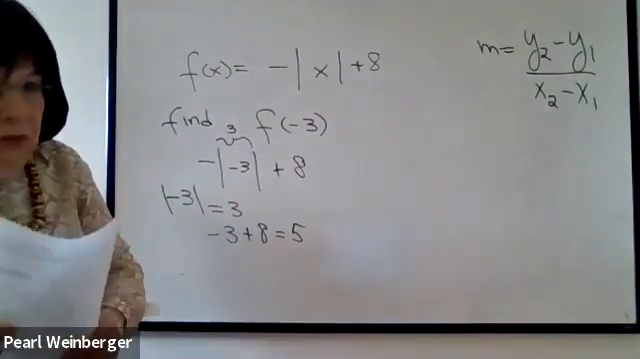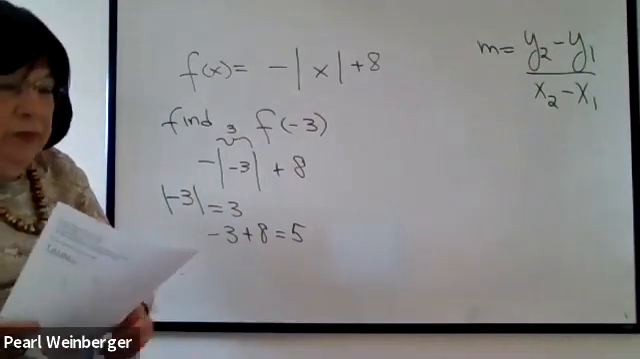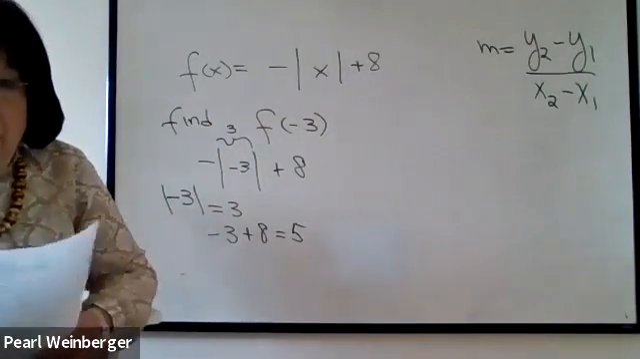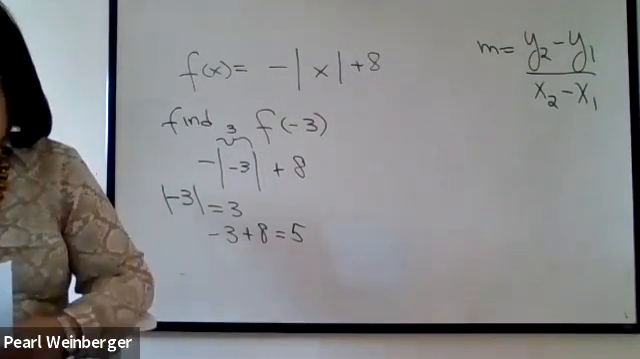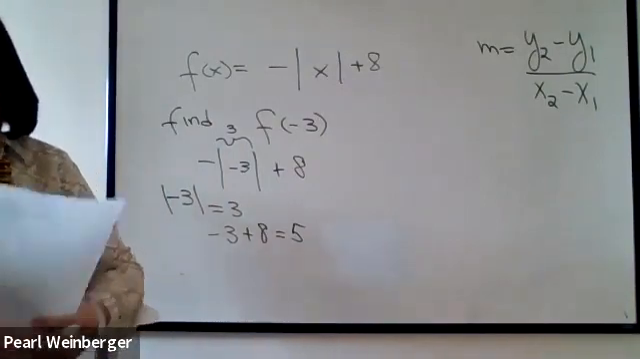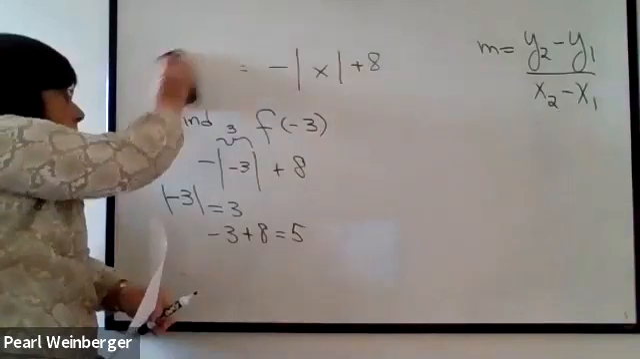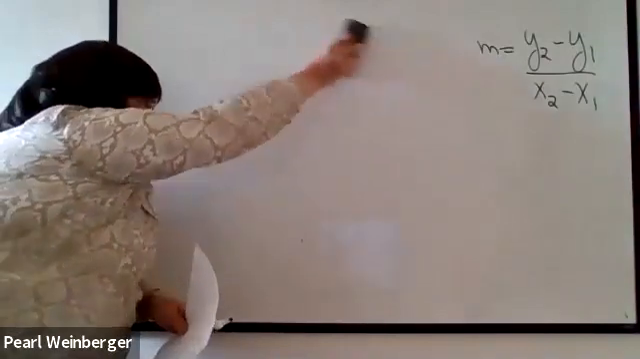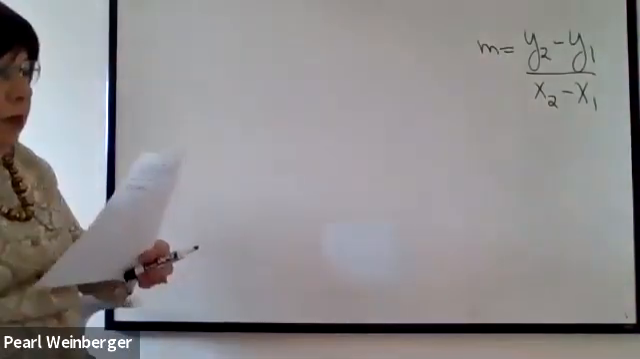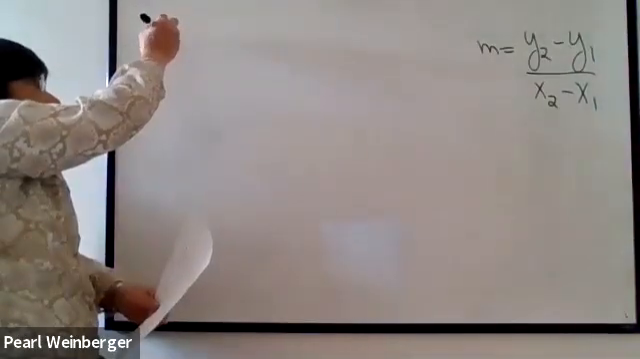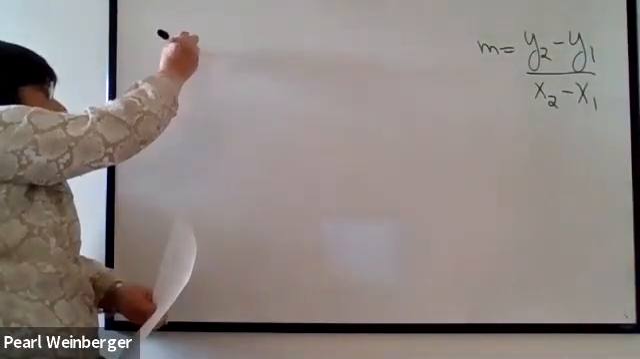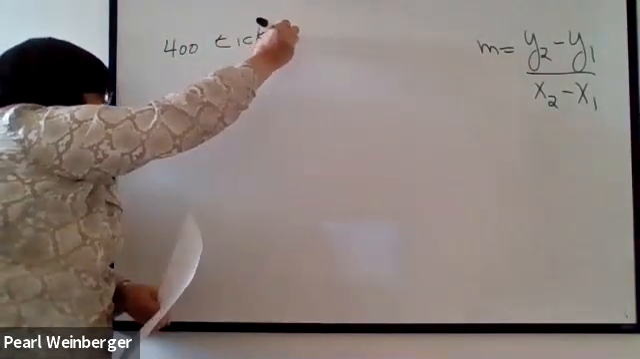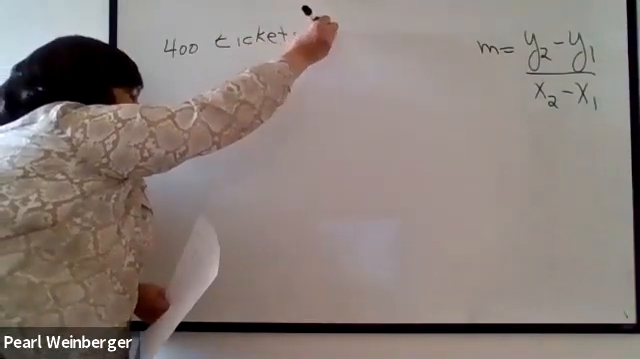So let's do just one other question and then I'm going to let you go. And that has to do with a question about writing a system of equations and solving the system of equations. What if I told you that 400 tickets were sold to a concert? So a total of 400 tickets were sold.